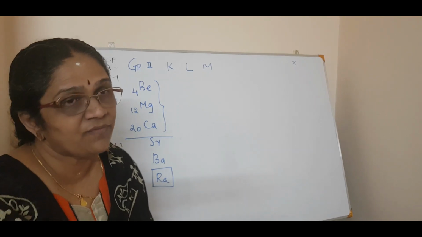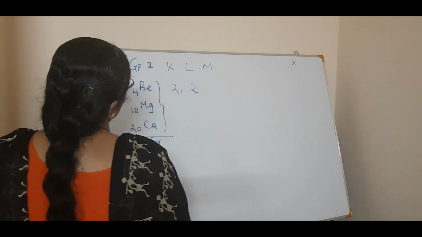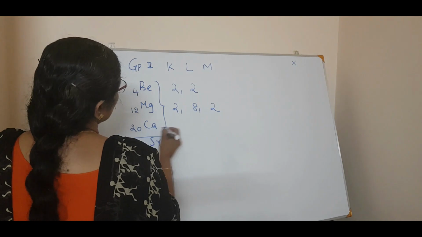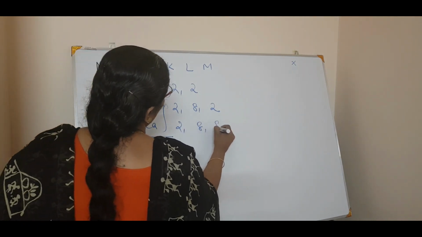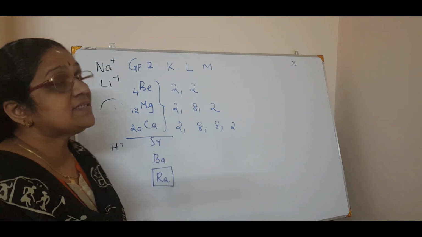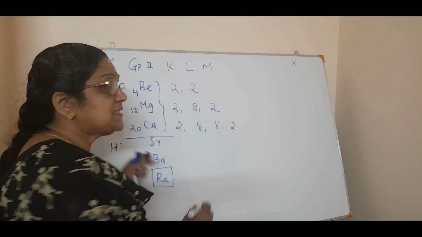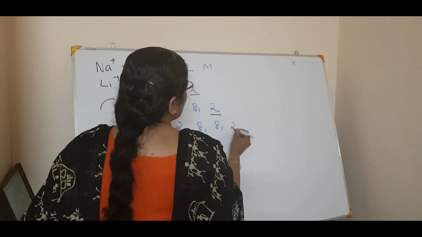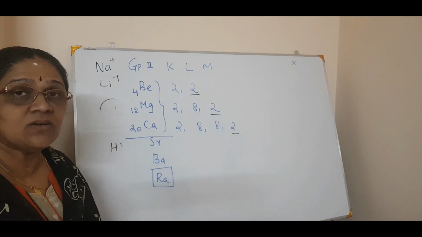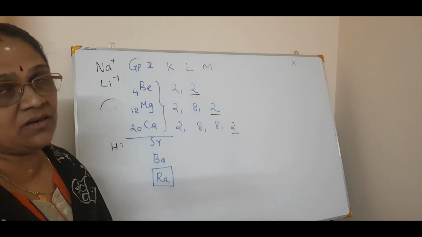Please write the electronic configuration. What is 4? 4 is 2, 2. Correct. What is 12? 2, 8, 2. What is 20? 2, 8, 8, 2. Now, do you find any similarity in this group? Anything similar or no? Yes, right? Because the outer electrons are 2, which means the valency is 2. Isn't it? So, the same outer electronic configuration.